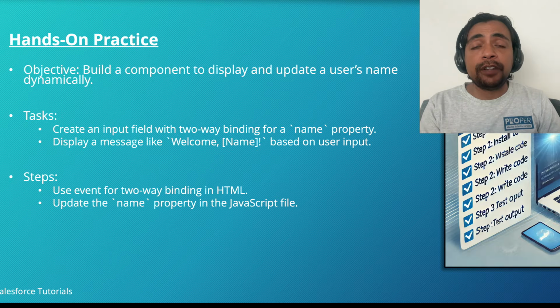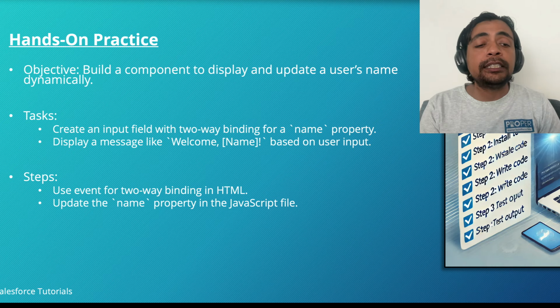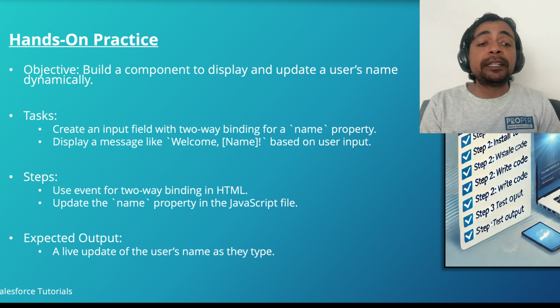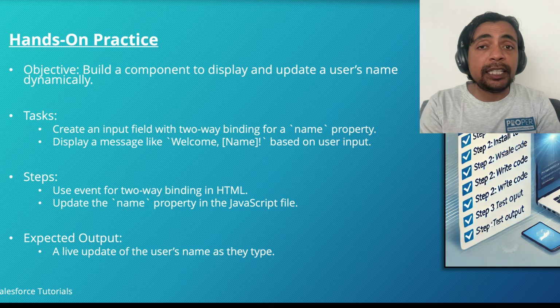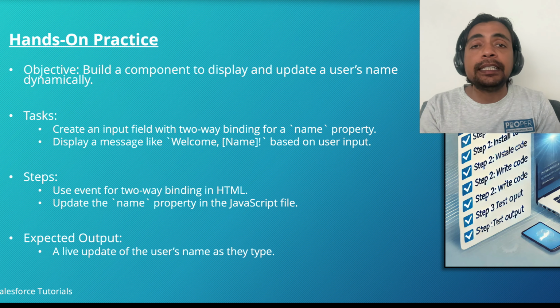Steps involved: we will use an event for two-way data binding in HTML, and we will update the name property in the JavaScript file. The expected output will give a live update of the user's name as they type. So without wasting any further time, let's proceed to the practical part and see how two-way data binding works.